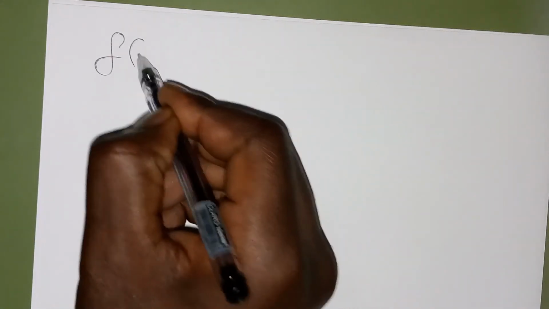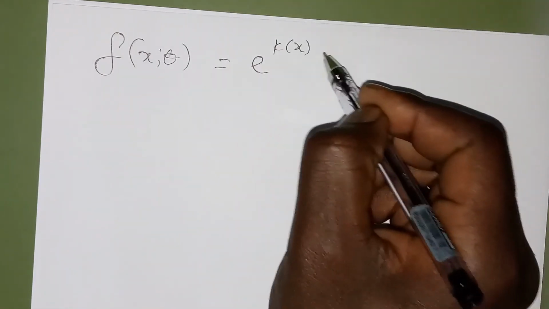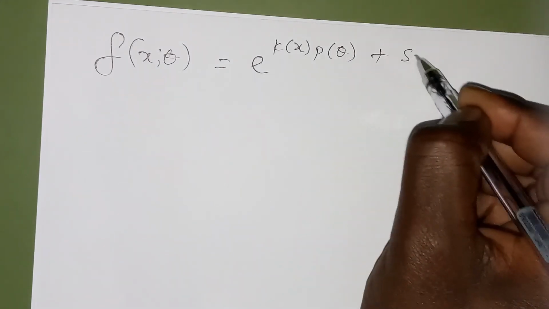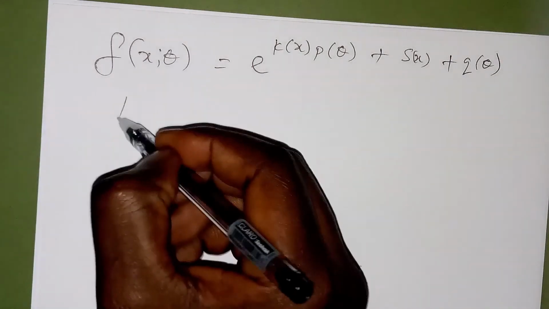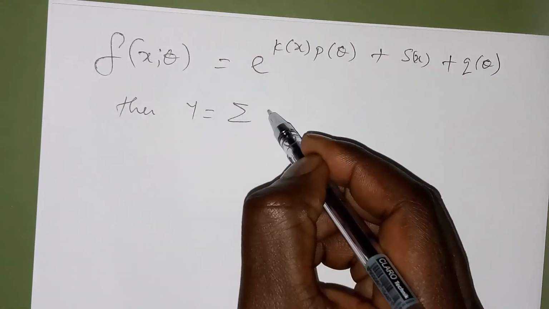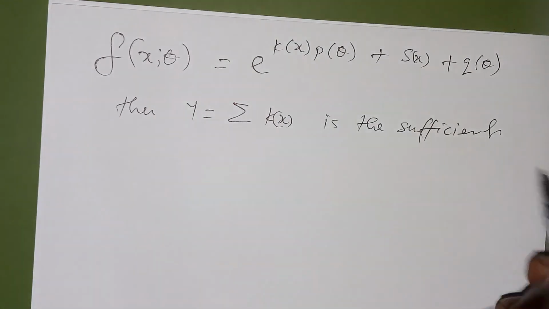First of all, let's start by writing the exponential form so that you'll be able to see where we are going. The exponential form says that we have a function f(x, theta), and if it can be expressed in the form e to the power of k(x)p(theta) + s(x) + q(theta), then the summation of k(x) is the sufficient statistic. So we just need to work around with our functions so that we get to this form, and then from there we have our sufficient statistic.